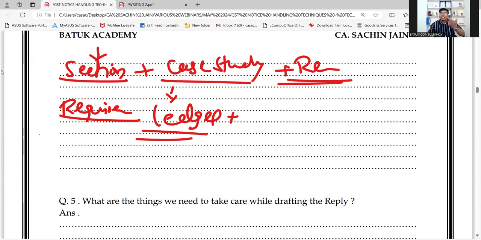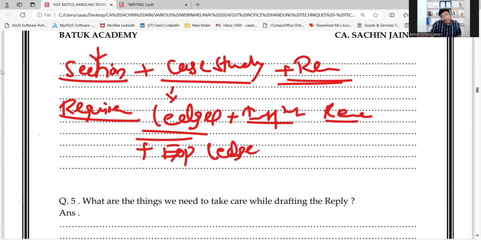There may be a difference between GSTR 3B and 2B. In that case you have to take the document from your client, that is the input reconciliation. There may be chances that the departmental authority has issued the notice on account of RCM applicability on certain expenditure. In that case, you have to take the expenditure ledger. There may be chances that the notice is on account of supply. In that case, you have to take the income ledger, to see whether that particular transaction is to be treated as supply or not. So these are the basic requirements you should write in your summary.